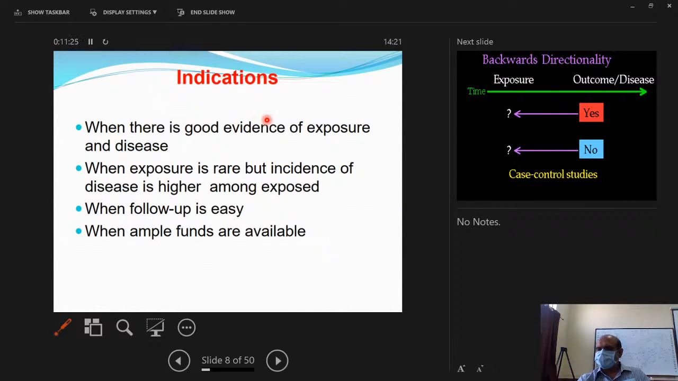Now indications. When there is good evidence of exposure and disease, so indications. When should we do a cohort study? When there is good evidence of exposure, means you know that the exposure is more in this population, and there is good evidence that the exposure exists. When exposure is rare, but incidence of disease is higher among exposed, and when follow-up is easy, when ample funds are available to follow up, right? This is a costly study, this requires funding, so it should be ample.